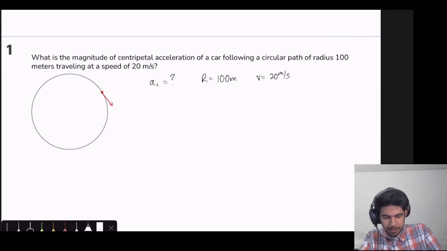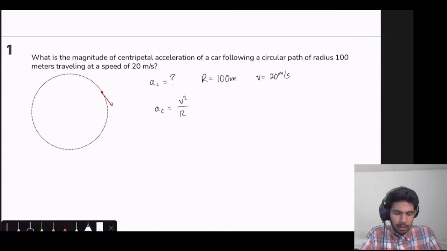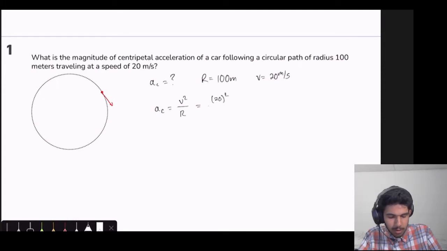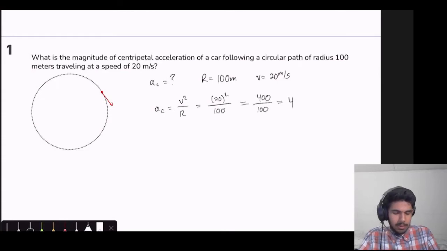We had a formula for acceleration. We said that a sub c equals v squared over r. And, well, we have v and we have r, so we can just plug it in. So this is 20 squared over 100. So that's equal to 400 over 100. And that is equal to 4. And then we need units. So acceleration, this is in meters per second squared.